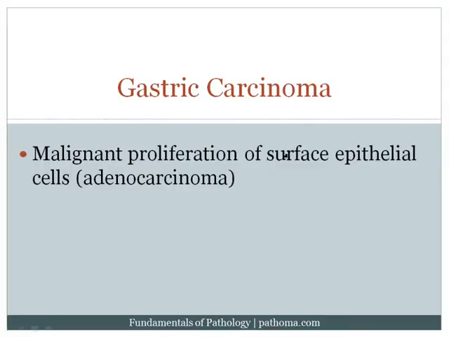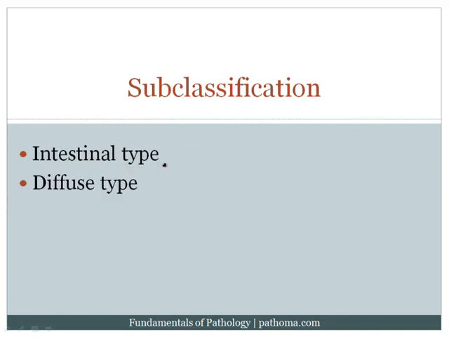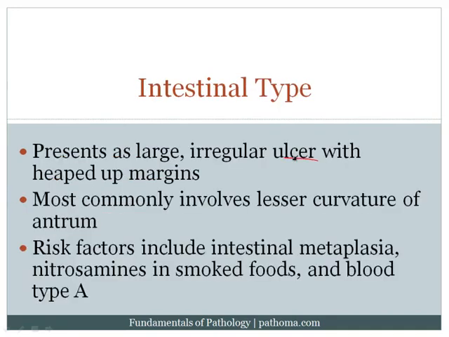Now this brings us to a discussion of gastric cancer, and so let's remind ourselves that gastric carcinoma is a malignant proliferation of surface epithelial cells. Those epithelial cells are columnar cells, so we're going to get an adenocarcinoma. So gastric carcinoma is basically an adenocarcinoma. Now you can divide gastric carcinoma into two types: an intestinal type and a diffuse type. In the intestinal type, you get a large irregular ulcer with heaped up margins, as I've just described. And this most commonly involves the lesser curvature of the antrum.